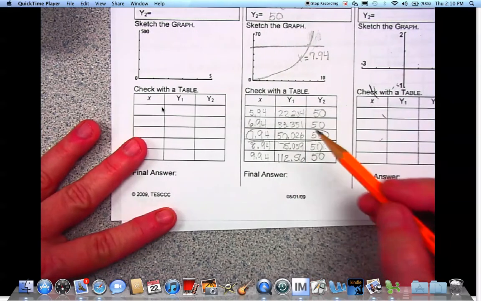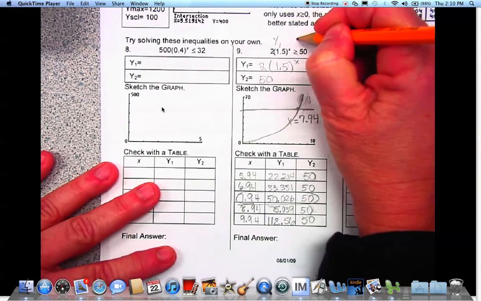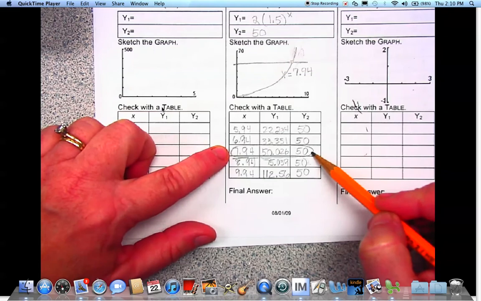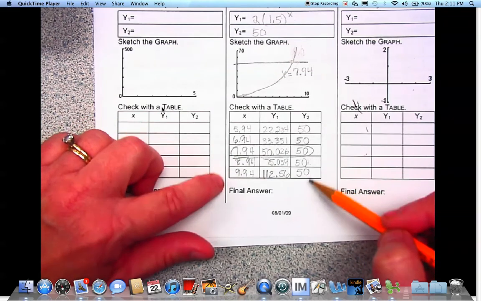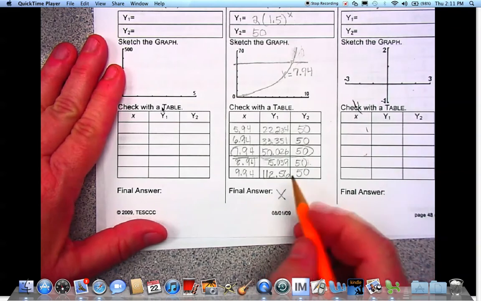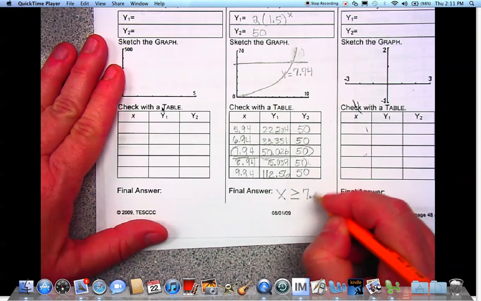Okay, now when is y1 greater than or equal to y2 in the table? And then going up, getting larger? Okay. So the table does agree that it should be x is greater than or equal to 7.94.